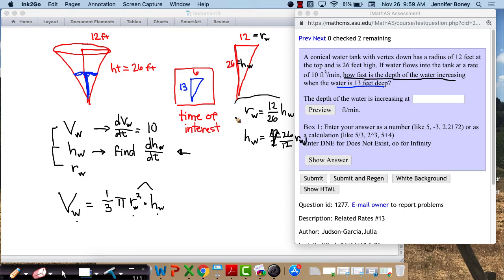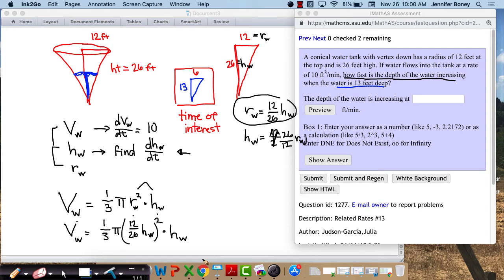But the one that's useful is going to be this one, because I'd like to eliminate having r's in this. So I could write this volume in terms of just h's. Instead of writing r sub w squared, I'm going to write 12/26 h, and then that squared. So 12/26 h of w squared. So this is in place of r squared. And then you could simplify and do a more normal seeming problem from here on out.